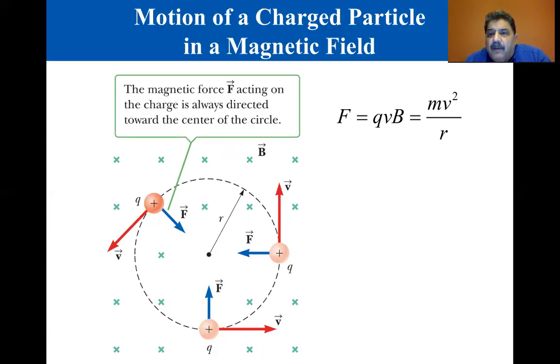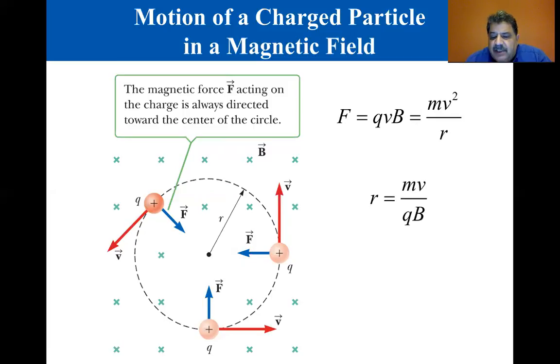Let's solve for r. If we bring r to the left side of the equal sign and we take qvB to the denominator on the right-hand side, you'll see that the v cancels out with one of the v's in the v squared, and we're left with mv over qB.